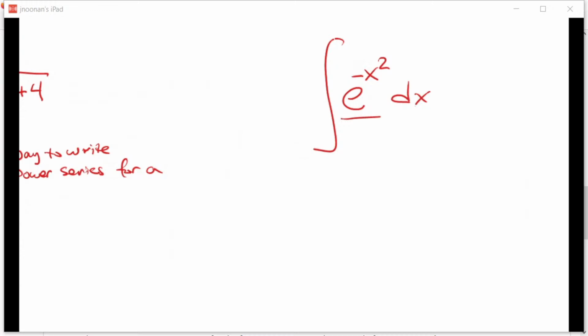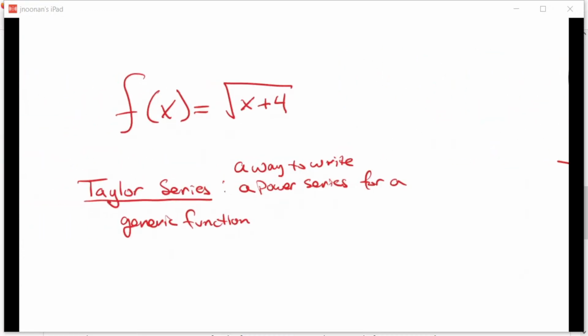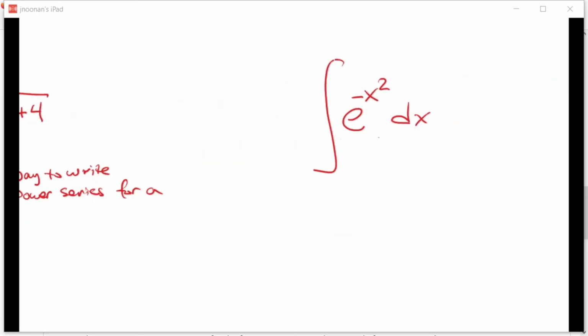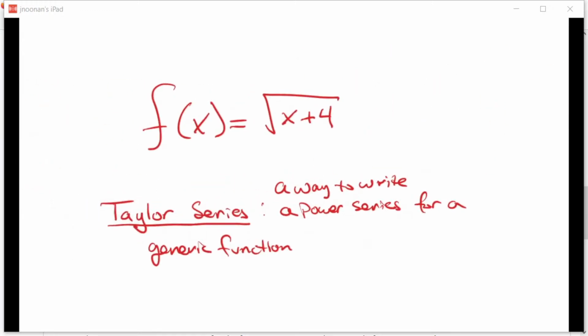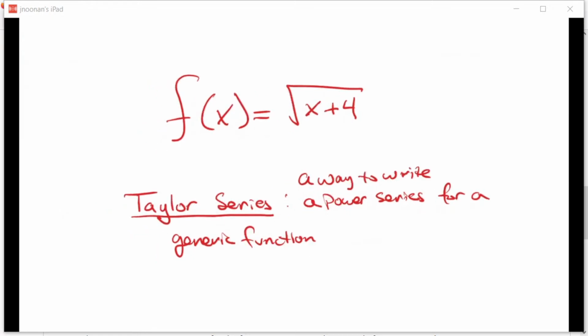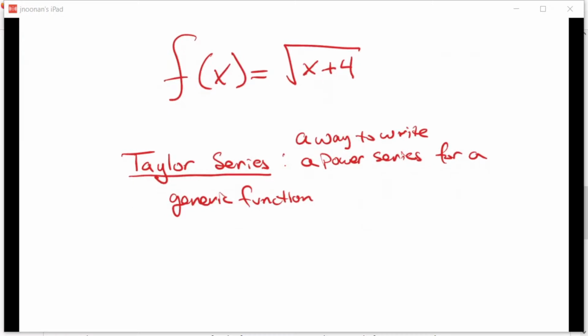So there are some reasons. For now, you can think of it as just a game. We're going to solve a puzzle. But there are reasons like this. Another good reason, and this is a good one for you guys, is to get a computer to do calculus for you. Oftentimes, you have to rely on the Taylor series expansion for a particular function, and that allows you to get the computer to do the calculus for you. So that's another reason, but you can take numerical methods to learn about that. Okay, but getting back to this, let's find this way to write a power series for a generic function.